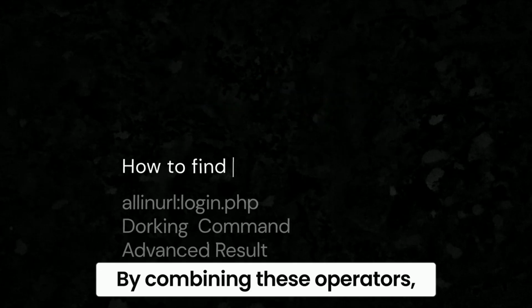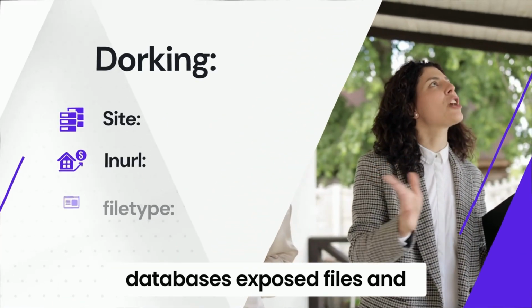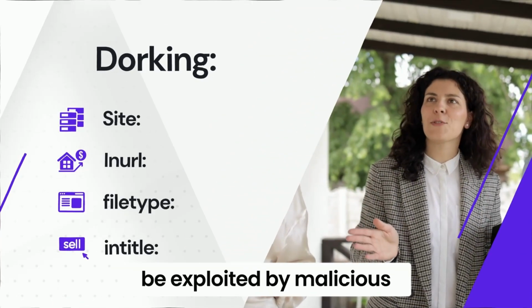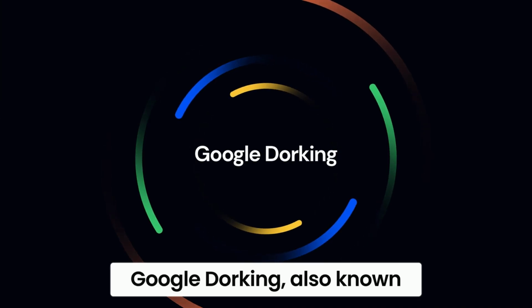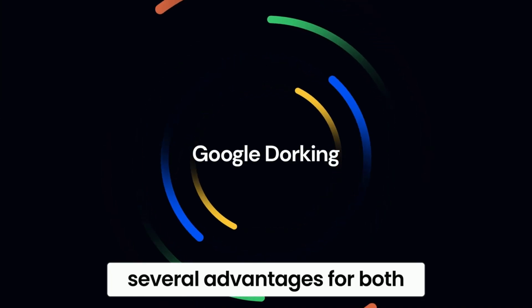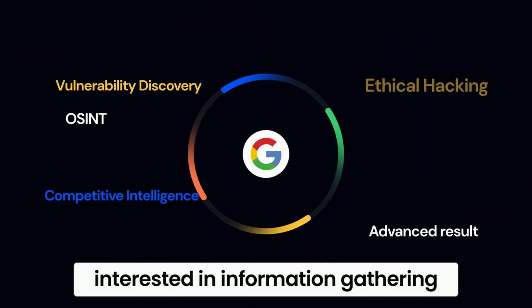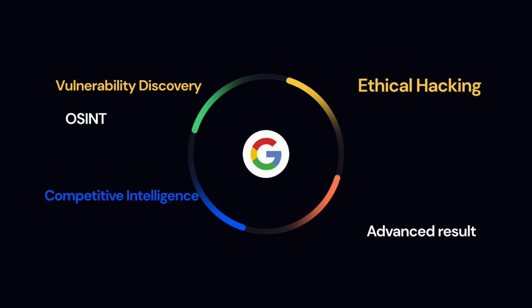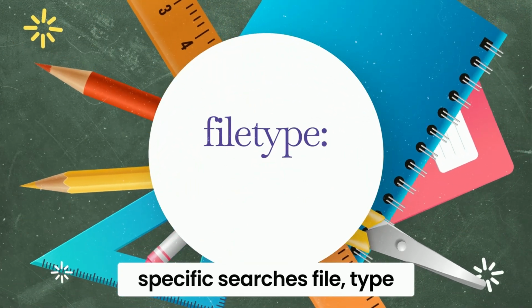By combining these operators, you can uncover hidden databases, exposed files, and even vulnerabilities that could be exploited by malicious actors. Google Dorking, also known as Google hacking, offers several advantages for both security professionals and individuals interested in information gathering. At first, we will discuss file-type-specific searches.